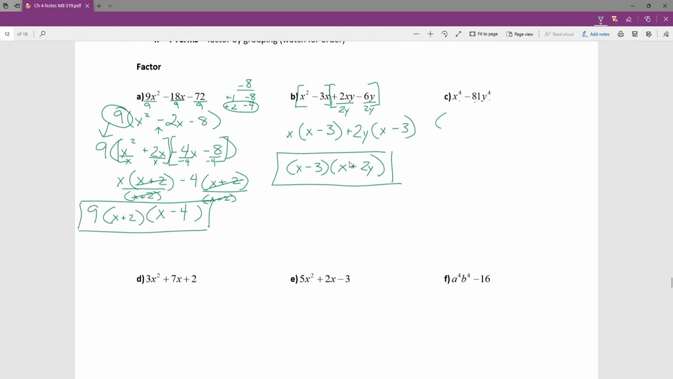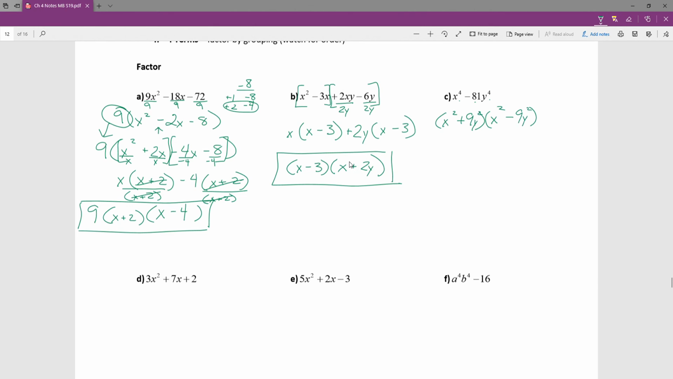And so that means that I can put down the 2 brackets, and one bracket's going to get the positive sign, one bracket's going to get the negative sign. I take the square root of both of these terms. So the square root of x to the 4th is x squared. And so that goes in the first place. And the square root of 81 y to the 4th is 9y squared. And so that goes in the second place.